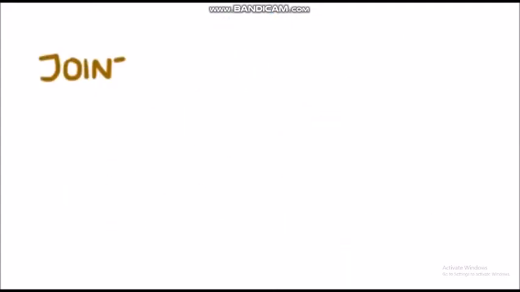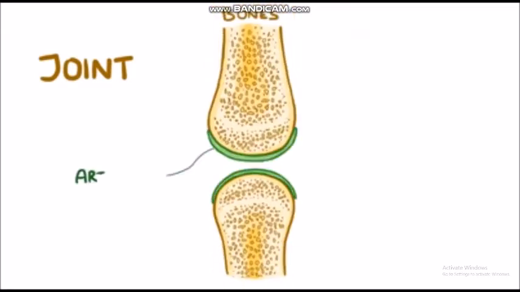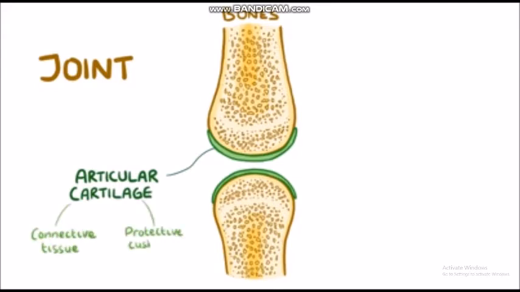Alright, so a healthy joint typically has two bones covered with articular cartilage at the ends. Articular cartilage is a type of connective tissue that acts like a protective cushion. It's a lubricated surface for bones to smoothly glide against. One type of joint, like the knee joint, is called a synovial joint.